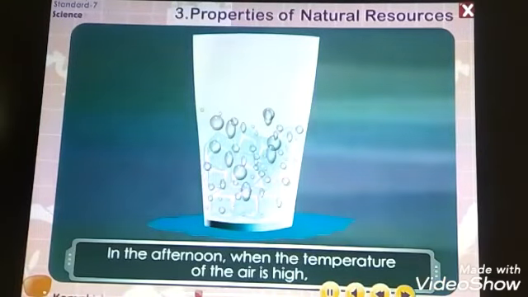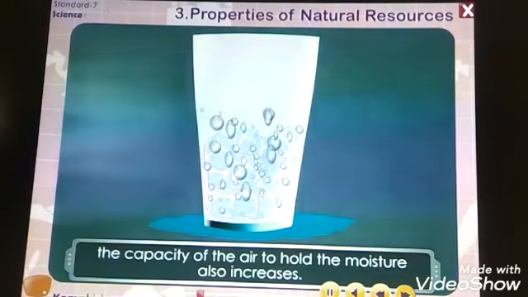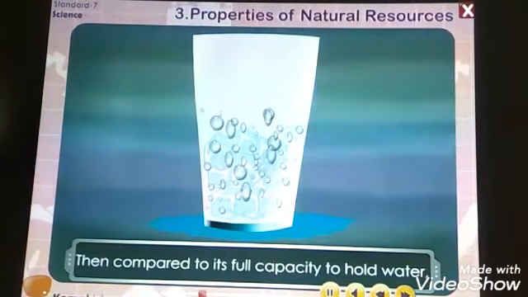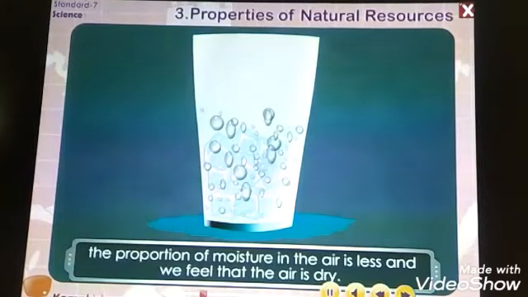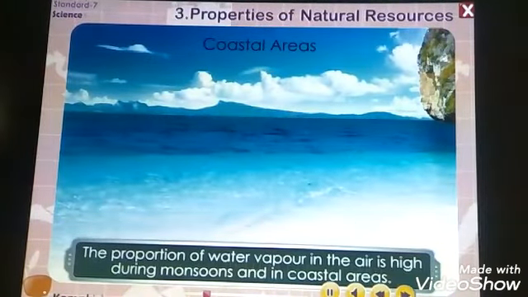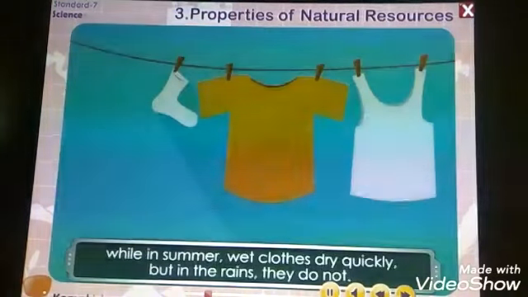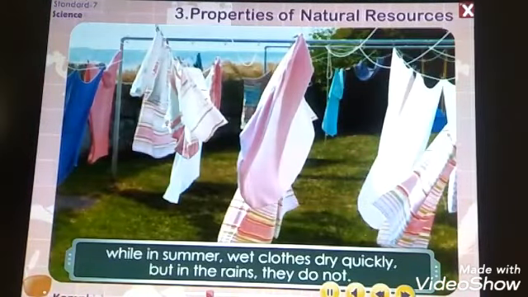In the afternoon, when the temperature of the air is high, the capacity of air to hold moisture also increases. Then, compared to its full capacity to hold water, the proportion of moisture in the air is less and we feel that the air is dry. The proportion of water vapor in the air is high during monsoon and in coastal areas. As a result, we feel the dampness or humidity. In summer, wet clothes dry quickly, but in rains, they do not.